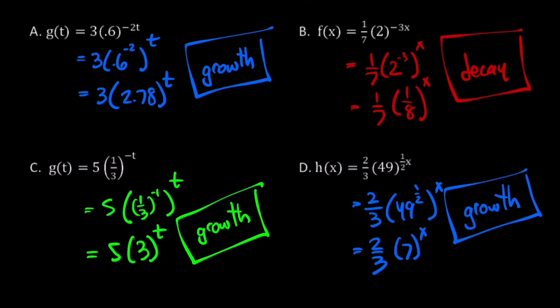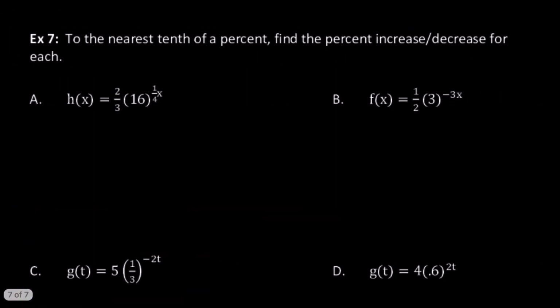So something to be aware of now as these functions become a little bit more complex. You can't leave it like this. I only want to see the x, so any number that's attached to that exponent, you move inside the parentheses. Okay, wrap it up here. To the nearest 1/10 of a percent, find the percent increase or decrease for each one. So a little bit more involved than what we did the previous couple pages. I have to move that inside.